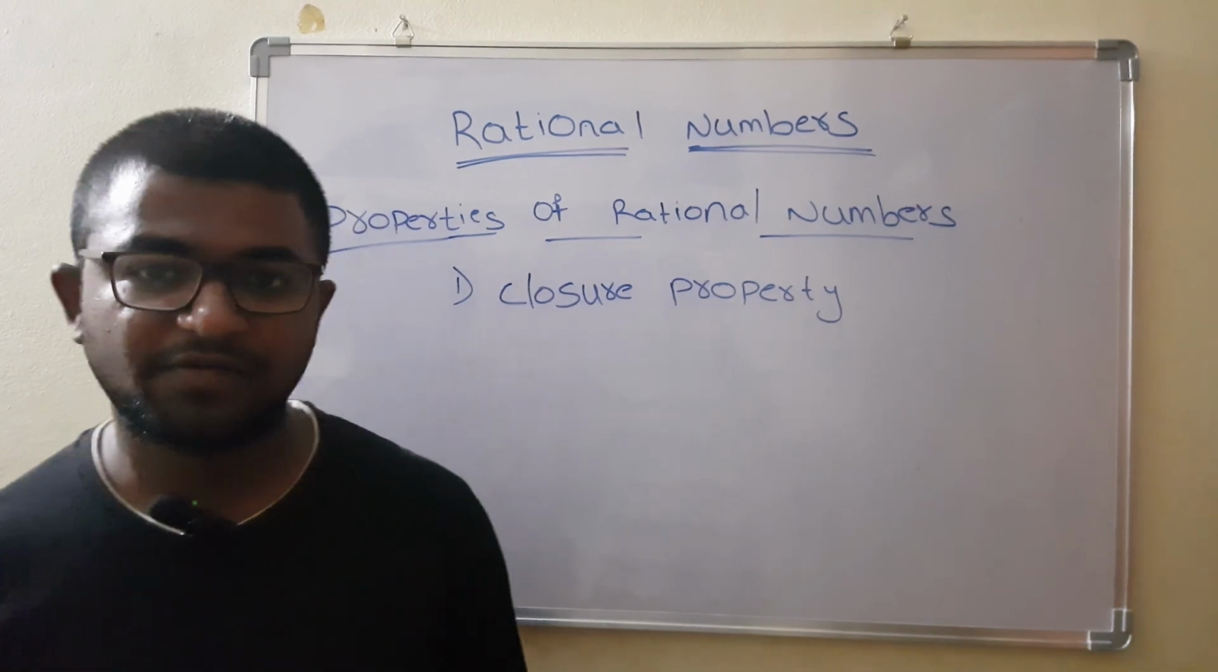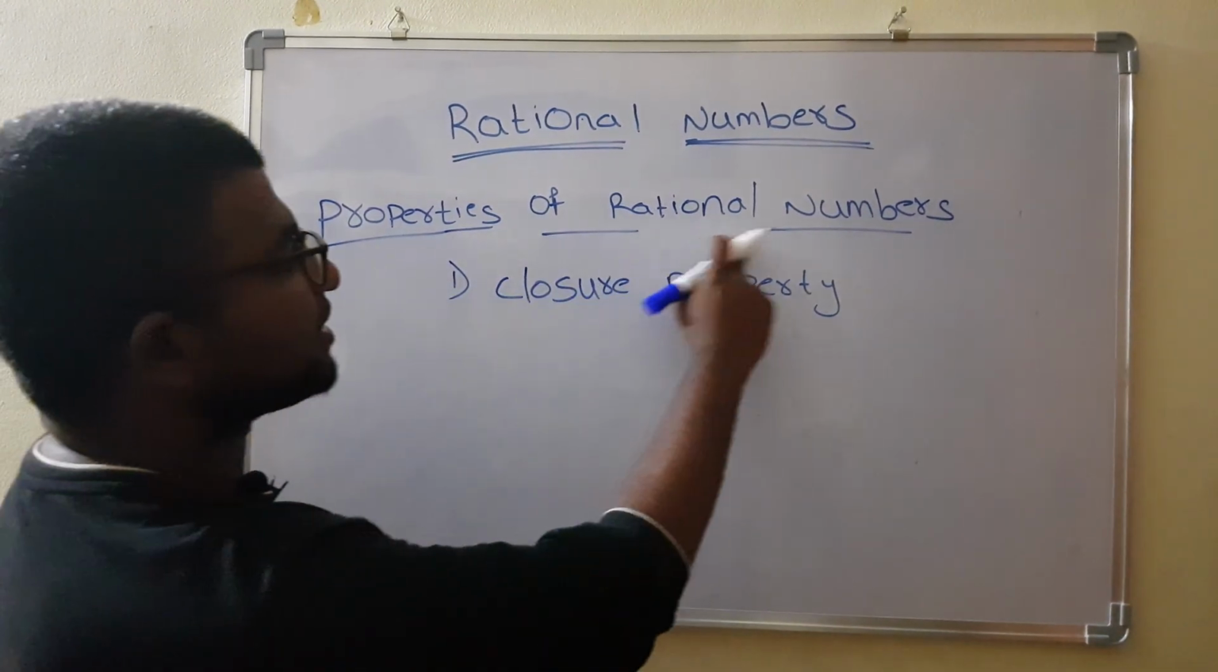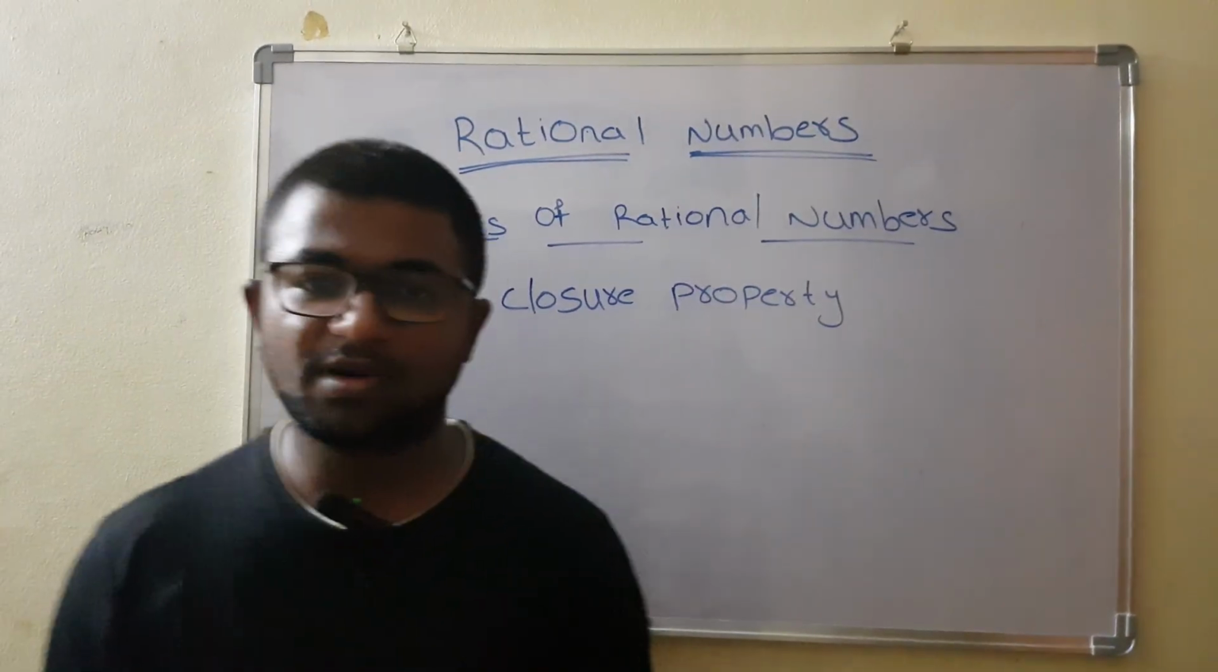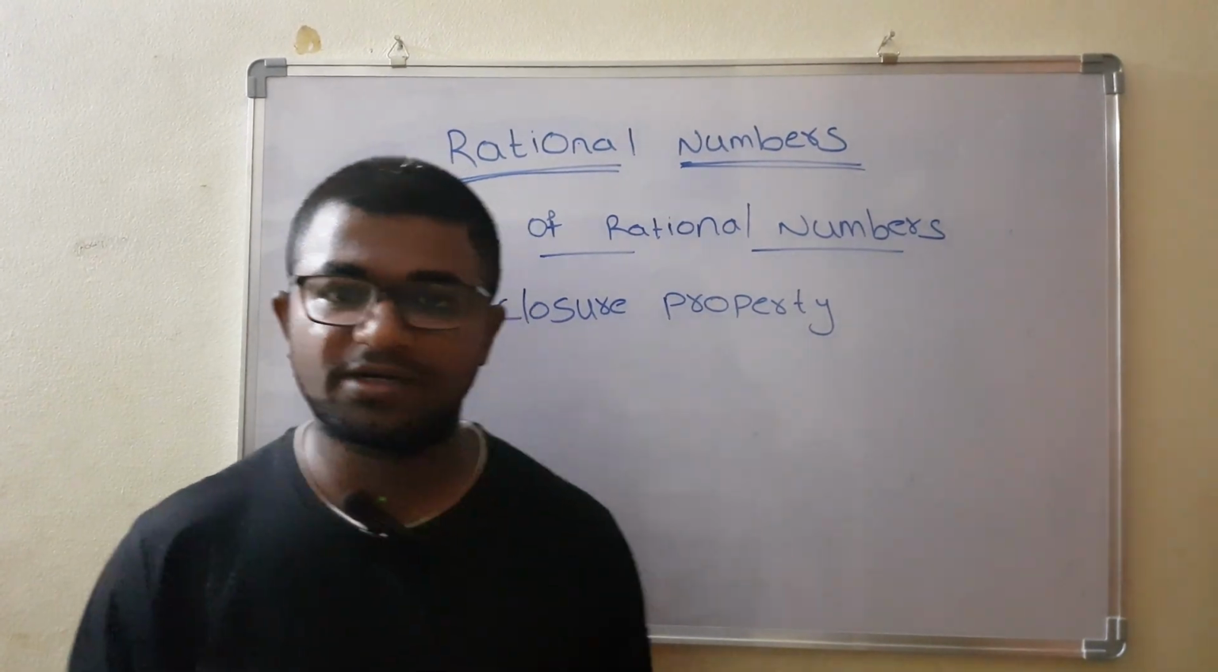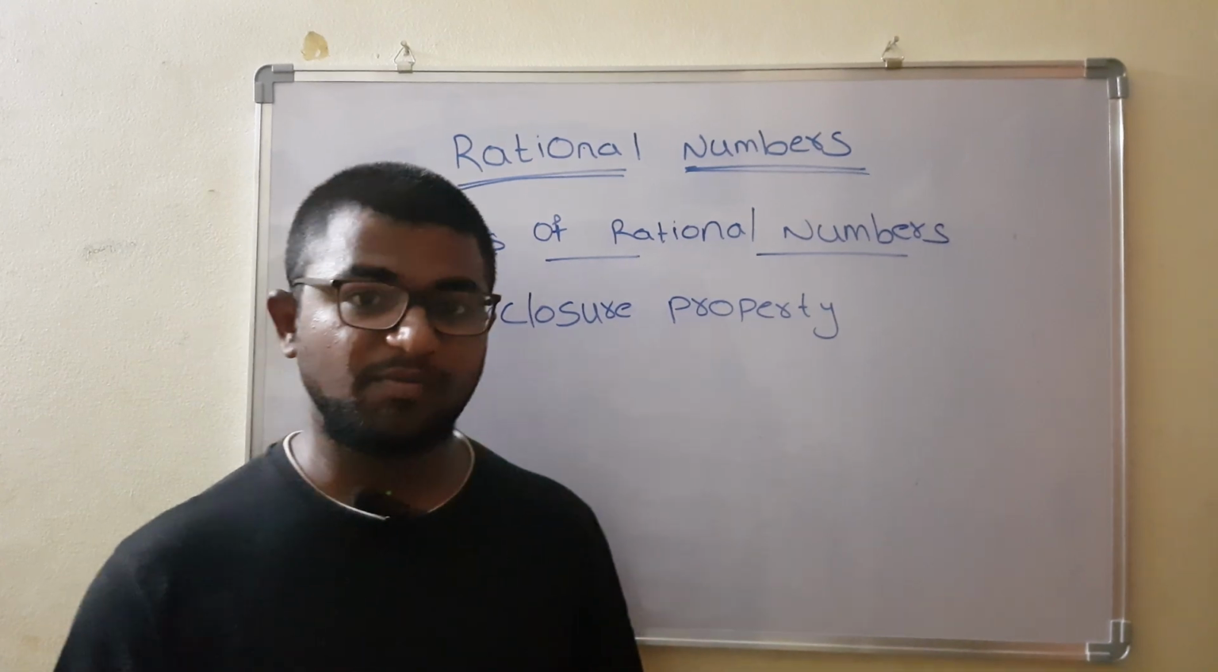Yesterday we had discussed the role of 0 and the role of 1 in rational numbers. Today we are going to discuss properties of rational numbers. They have three properties: first one closure property, second one commutative property, third one associative property.